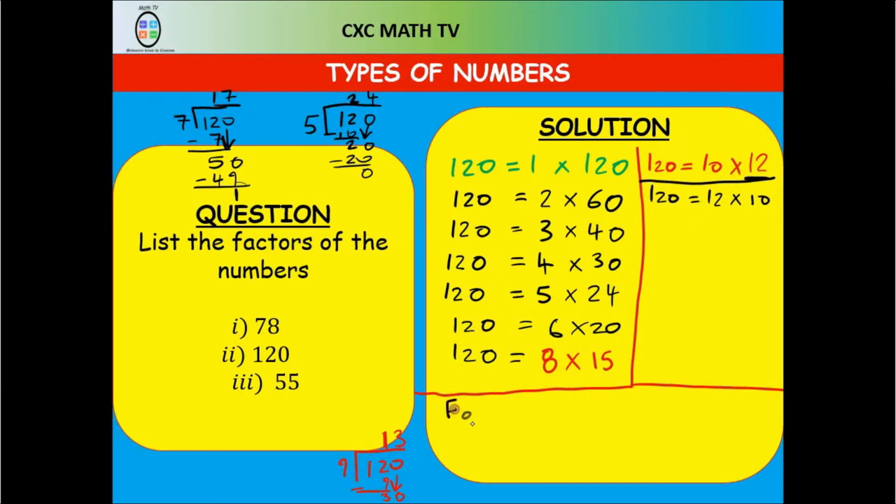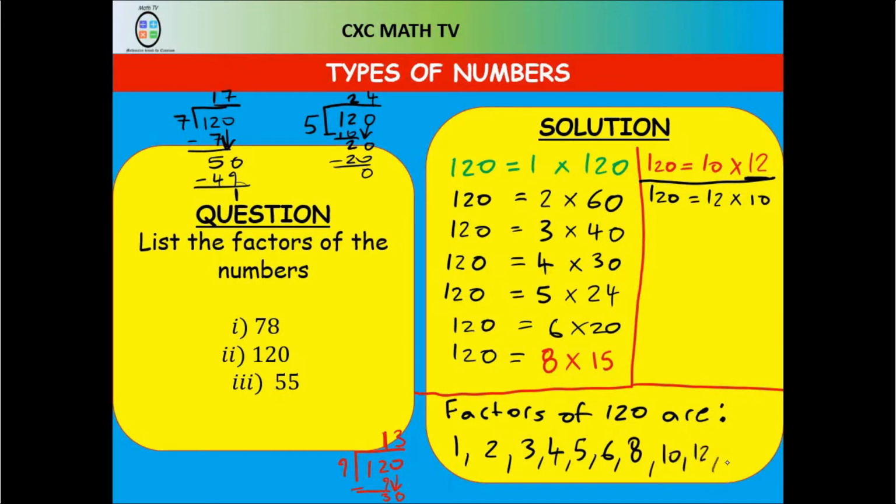So now we can tell them that the factors of 120 are, let's list them out: 1, 2, 3, 4, 5, 6, 8, 10, 12. I don't even have enough space. 15, 20, 24, 30, 40, 60, and 120. Those are all the factors of 120. Really nice. Alright, the third and final one.